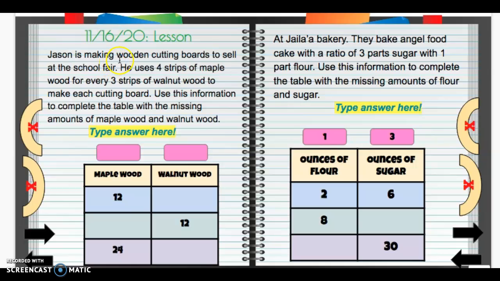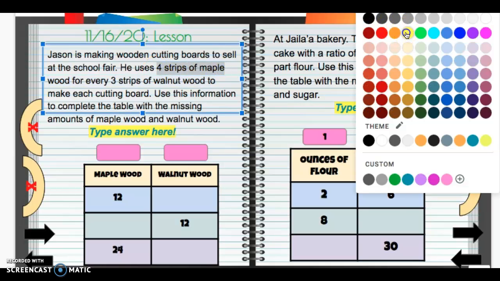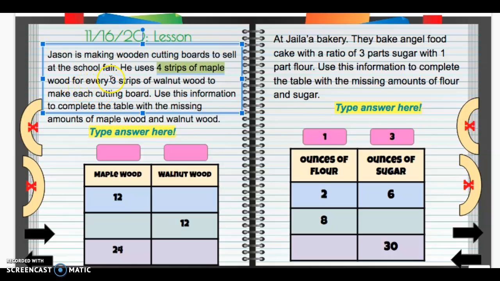It says Jason is making a wooden cutting board to sell at the school fair. He uses 4 strips of maple wood for every 3 strips of walnut wood to make each cutting board. Use this information to complete the table with the missing amounts of maple wood and walnut wood. So we have 4 strips of maple wood and 3 strips of walnut wood.